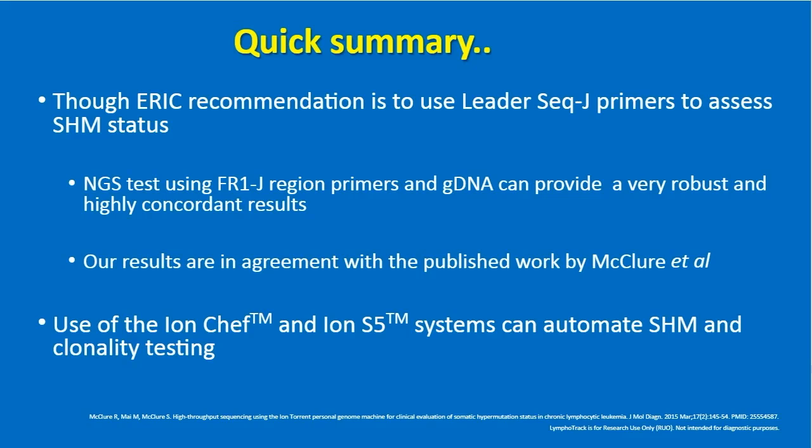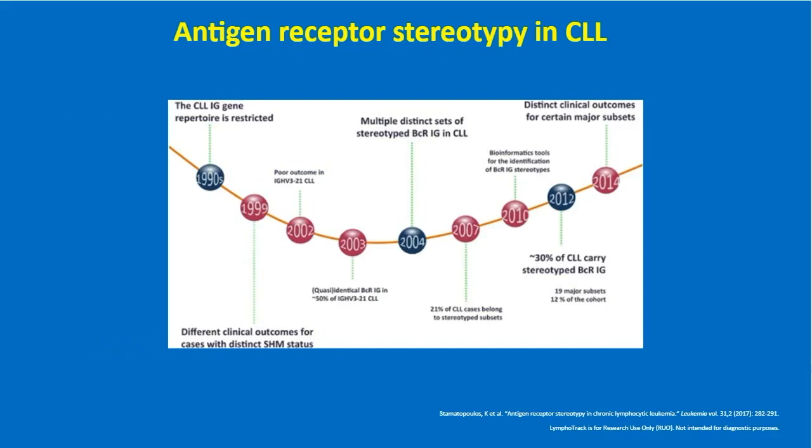And actually, there's a study from McClure, I think a few years ago. They found exactly the same as our experience. So for the last few minutes, I have a couple of slides. As we can see, the SHM status assessment has evolved over the years, starting with PCR Sanger sequencing, and now most labs are using NGS.